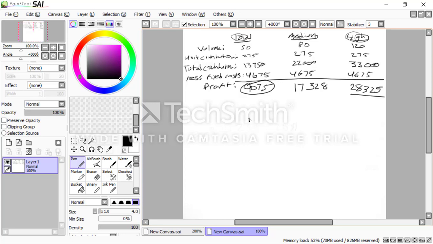Now, total contribution is all of these simple unit contributions multiplied by volume. So that just means that it's all of these unit contributions, so every single sale, the surplus on every single sale, coming together, and that's total contribution.